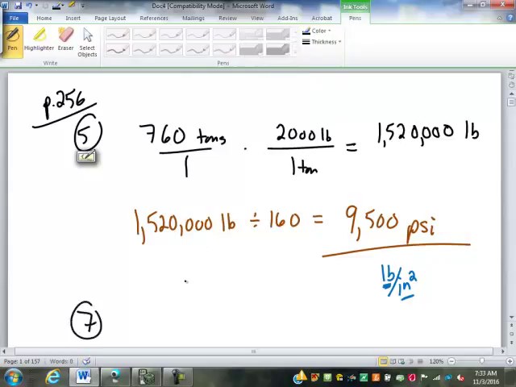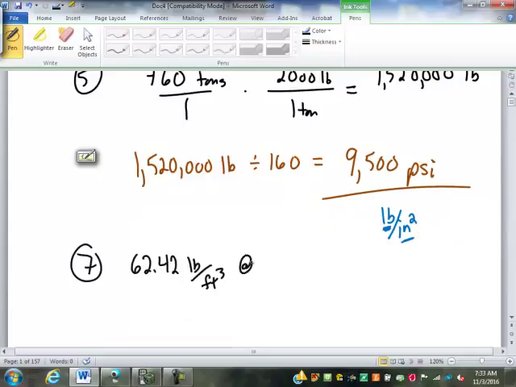Number 7, a cubic foot of water weighs 62.42 pounds. That's per cubic foot, at 40 degrees Fahrenheit. 61.21 pounds. This is at 40 degrees. And 61.21 pounds at 120 degrees Fahrenheit.